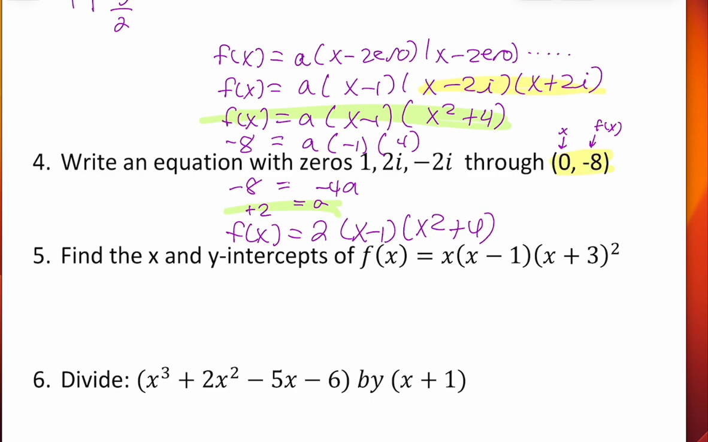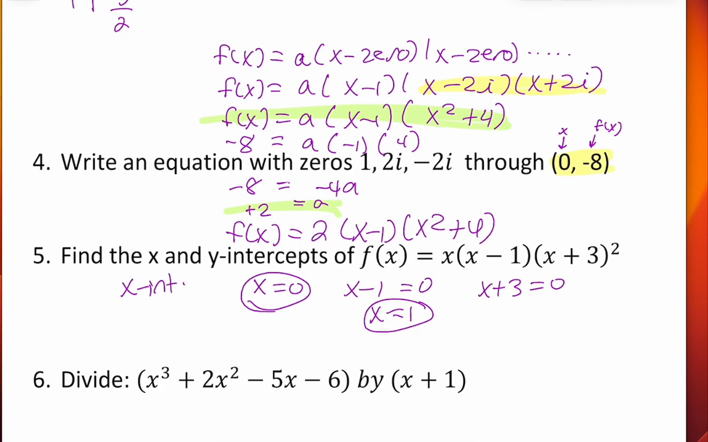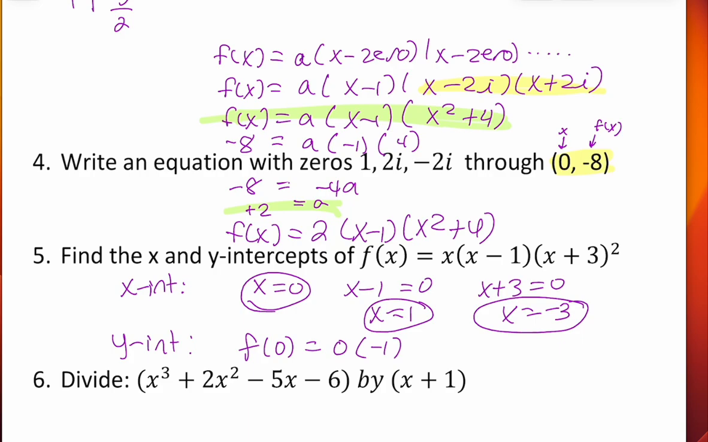Okay. So for number 5, to find the x-intercepts, since it's in factored form, remember you're just going to set x equal to 0, x minus 1 equal to 0, and x plus 3 equal to 0. And so you get x-intercepts of 0, 1, and -3. Remember your y-intercept, you're just going to plug in 0. So you get 0 times -1 times 3, which is 0. Remember, if the x-intercept is 0, you're going to get a y-intercept of 0.